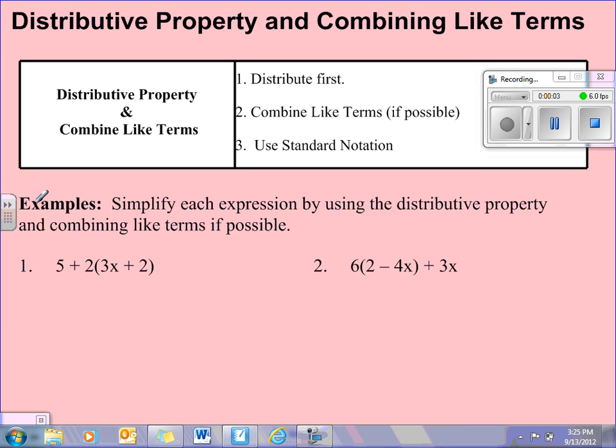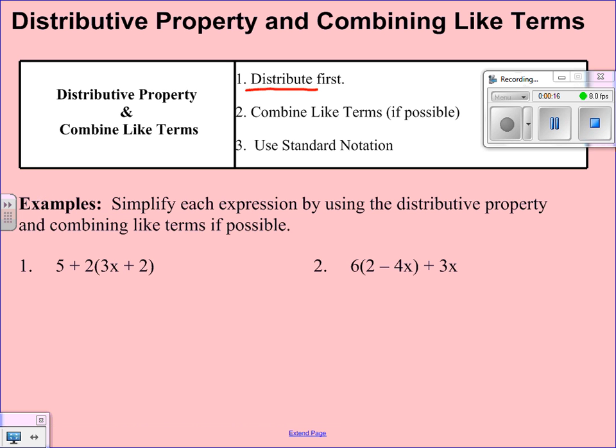This lesson is going to focus on combining some of the ideas you've just been learning about, both the distributive property and combining like terms. The steps are as follows. Just like with the order of operations, you're going to start with parentheses first. That means we're going to distribute.